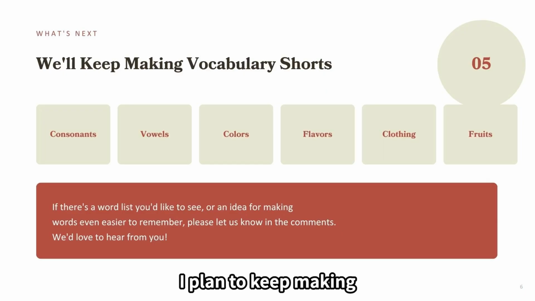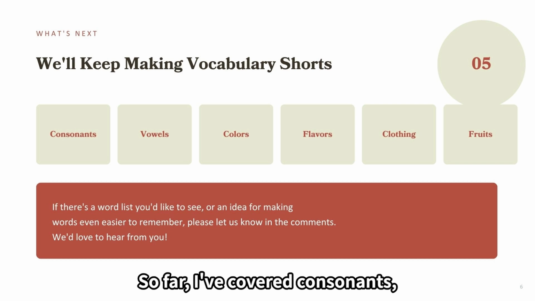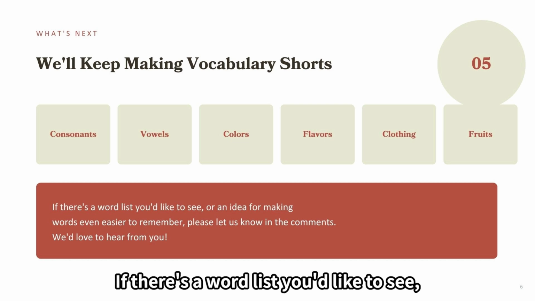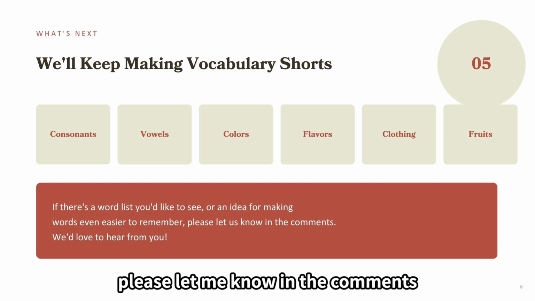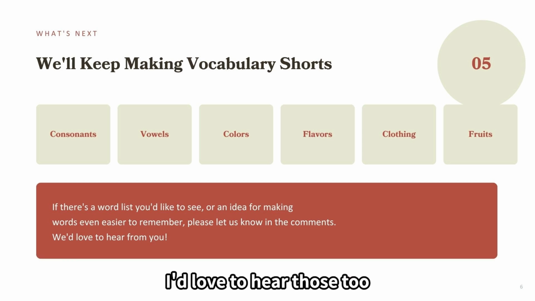I plan to keep making vocabulary shorts using this same approach. So far, I've covered consonants, vowels, colors, flavors, clothing, and fruits. If there's a word list you'd like to see, please let me know in the comments. And if any of you have ideas for making these even easier to remember, I'd love to hear those too. Let's keep figuring out the best format together.